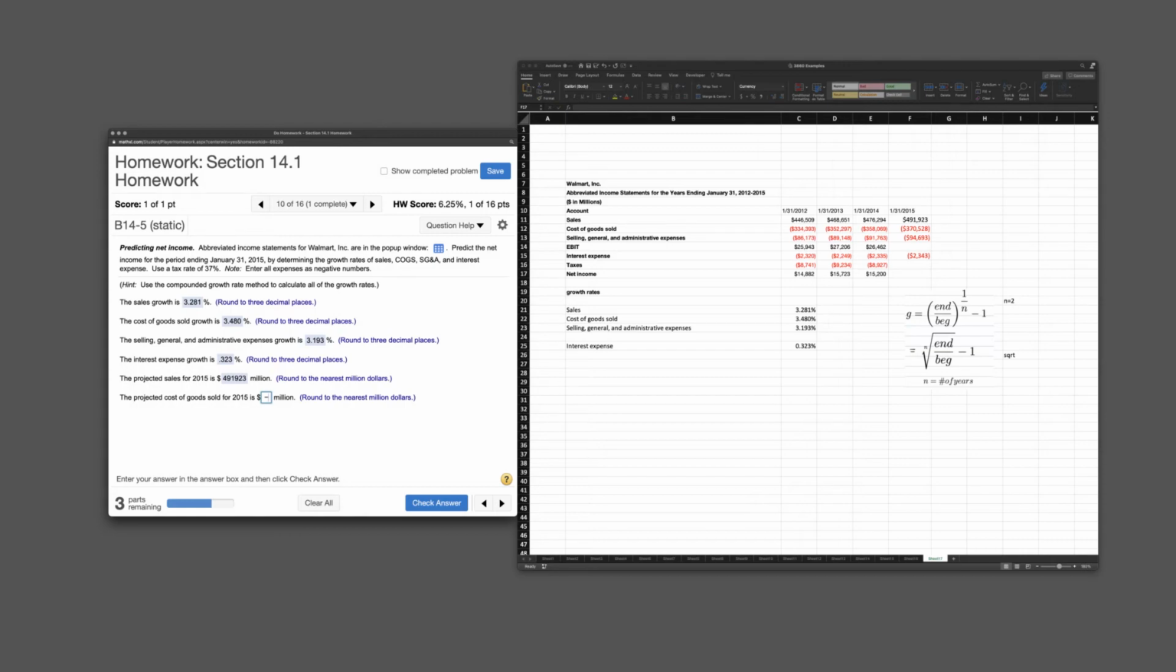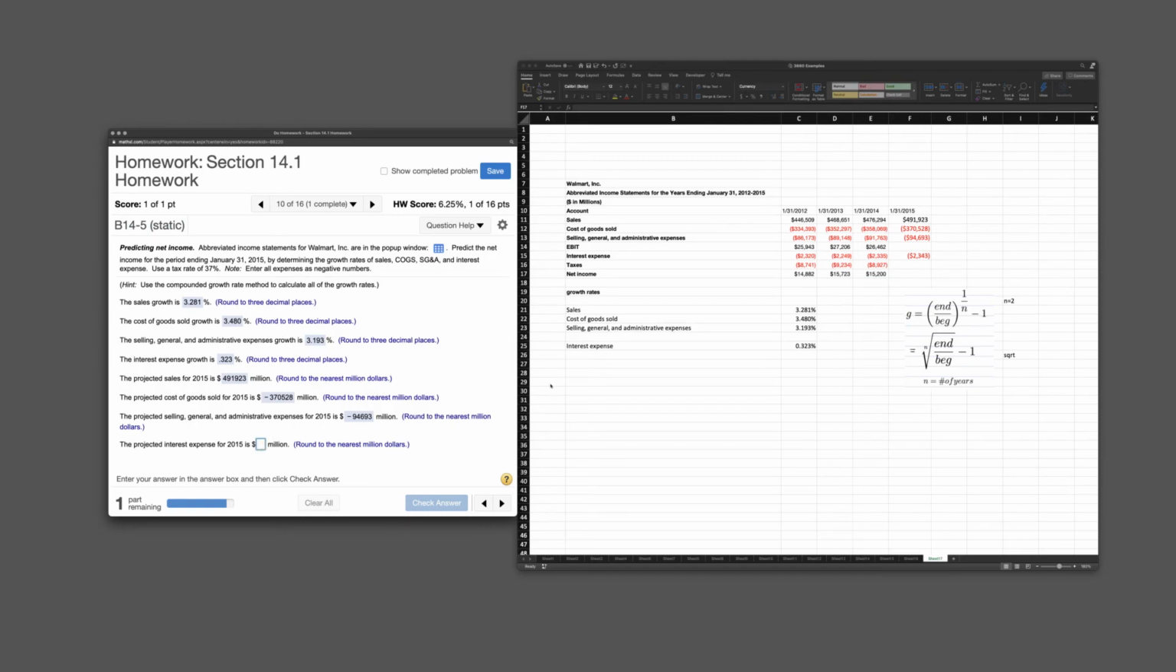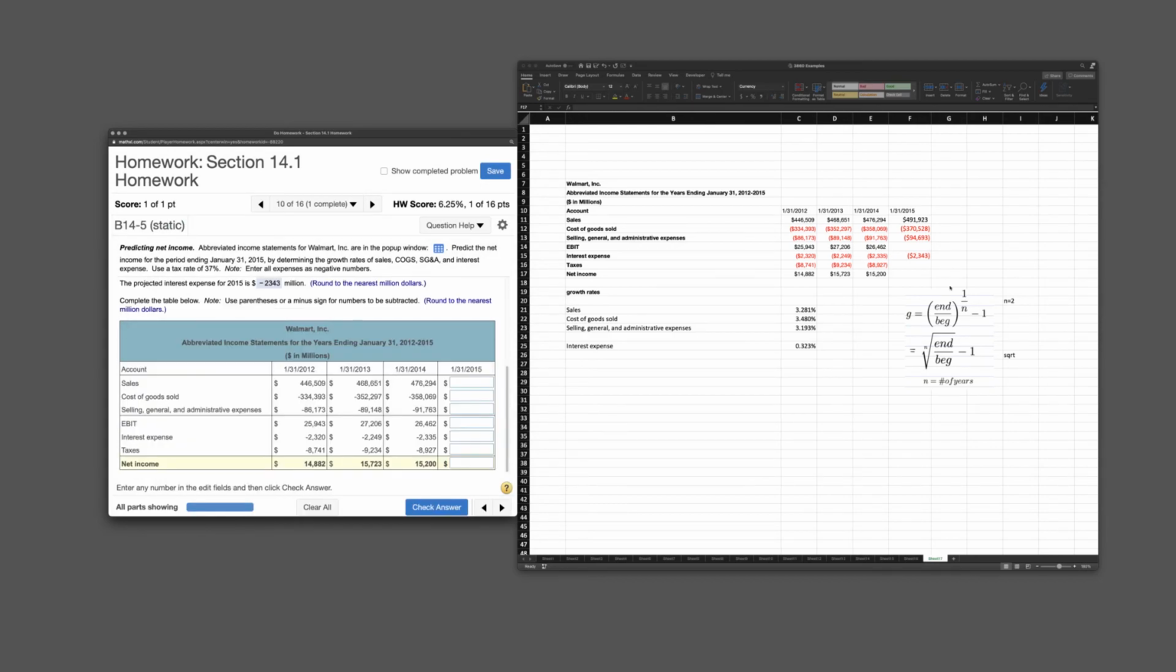So let's move on to our projected cost of goods sold. Remember, it is a negative number, so we need to make sure that we input that. And we have about 370. And these are all millions, but again, this is assumed throughout. Okay. Our next sort of projection. Yep, 94,693 million. Okay, and our interest expense. Again, don't forget the negative, as I seem to almost be.